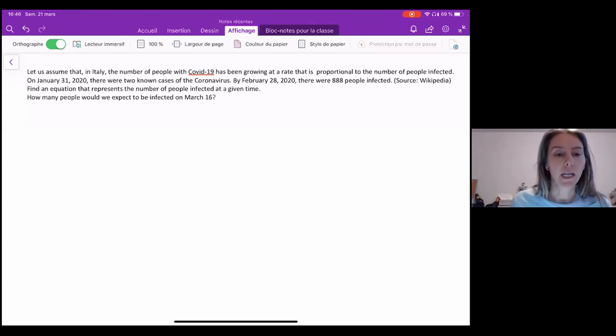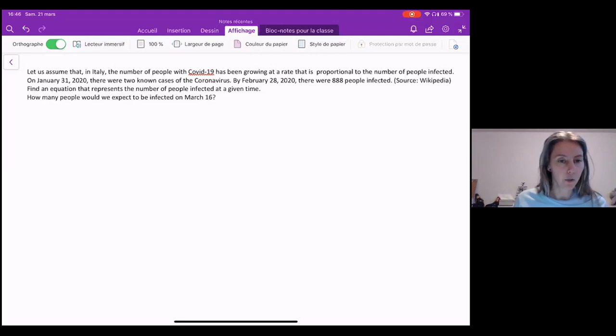Let us assume that in Italy, the number of people with COVID-19 has been growing at a rate that is proportional to the number of people infected. So first of all, it's important to note that this is a little bit of a simplifying assumption. When you get further into this subject, so for example, if you take a differential equations class, you'll start learning how to make more complicated assumptions. It's simplifying, but it's still a good basic idea of what's actually going on.